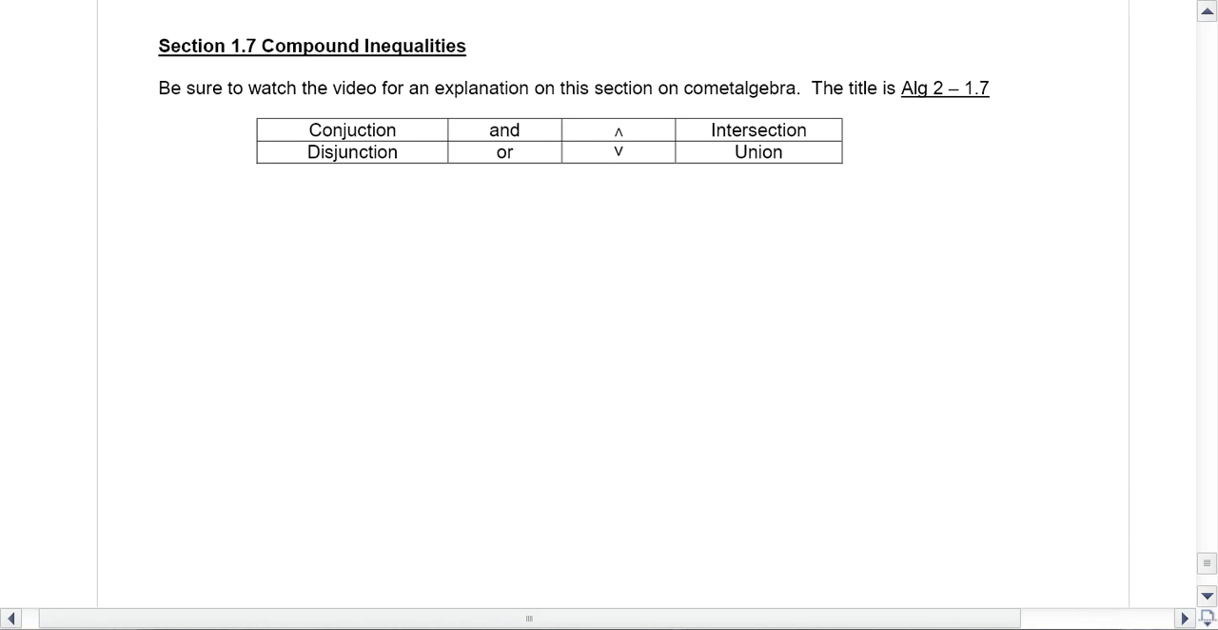So this is the video to go with the page in your summer packet entitled Section 1.7, Compound Inequalities. Let's go through a quick review here of these two terms on the table, conjunction and disjunction. Now we covered these in A1, but I think it's worth a little bit of review.